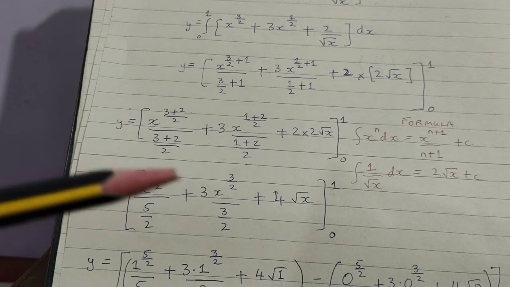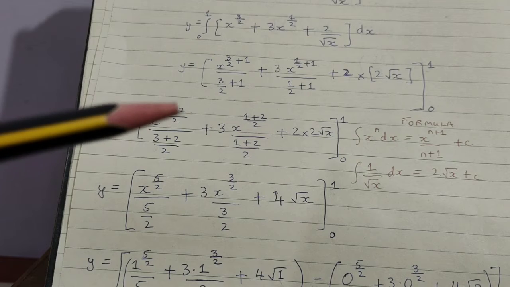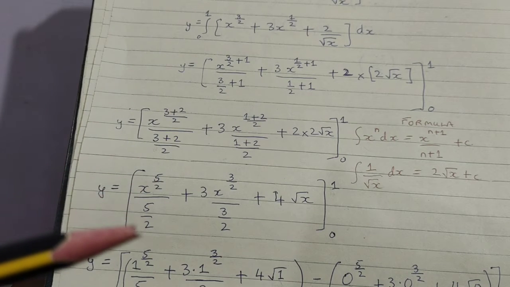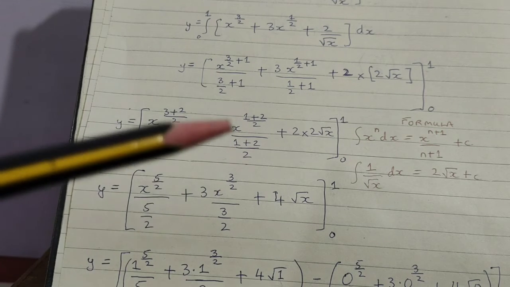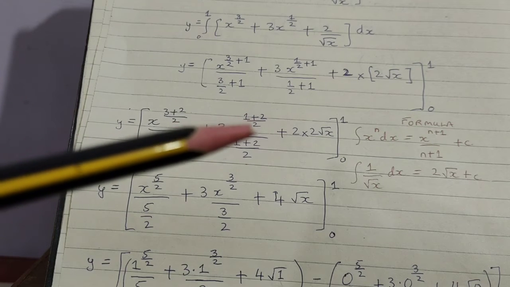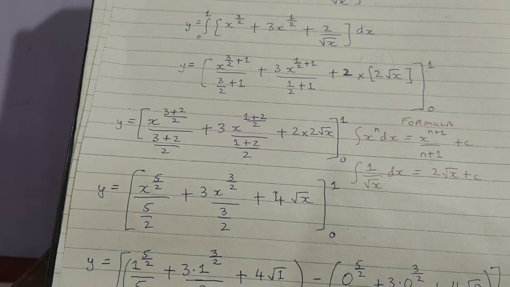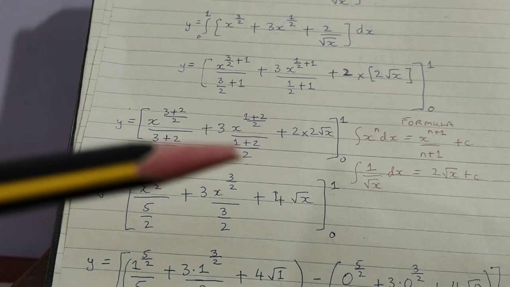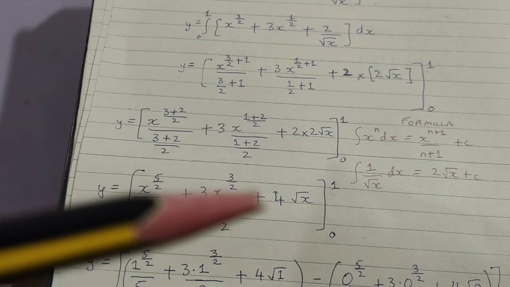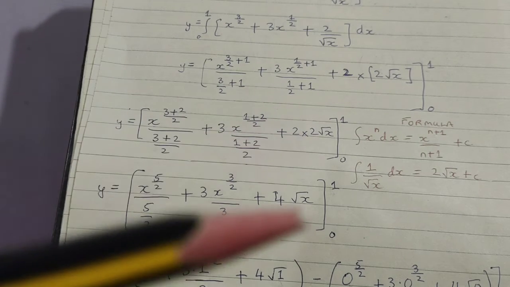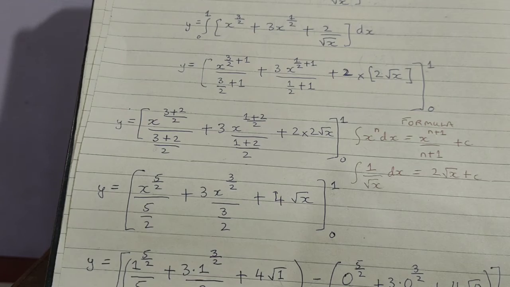And y is equal to, now if you add this numerator 5 by 2, here also 5 by 2, x raised to 5 by 2. For the next term, 3 plus 2 is 5, 1 plus 2 is 3, divided by 2, you will get x raised to 3 by 2. Here for 2 into 2 you will get 4 root x.